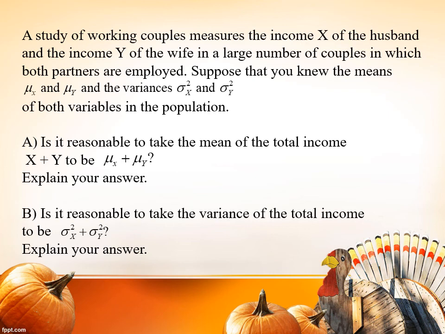B, is it reasonable to take the variance of the total income to be the variance of X plus the variance of Y? Explain your answer. The answer to this is no, because the variance of the sum is only equal to the sum of the variances when X and Y are independent. So I can total up the sums and have them not be independent, but I can't do that for the variability. We can't assume that there's not some impact of X on variable Y or Y on variable X. These incomes may be related, especially since they're a couple, so we cannot say that they're independent.